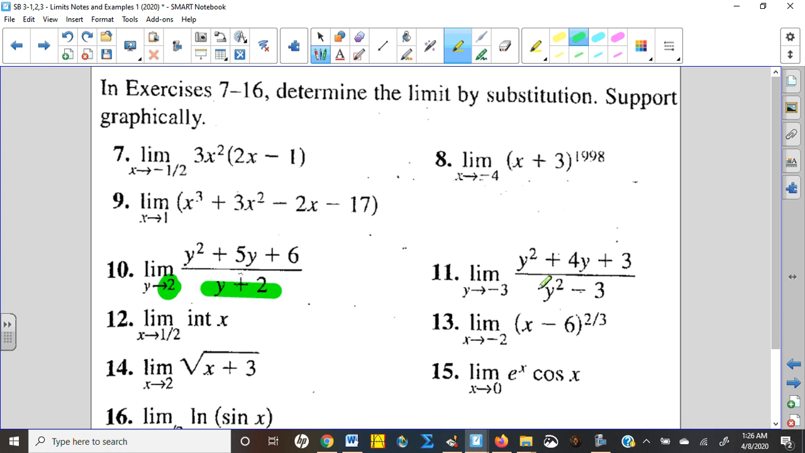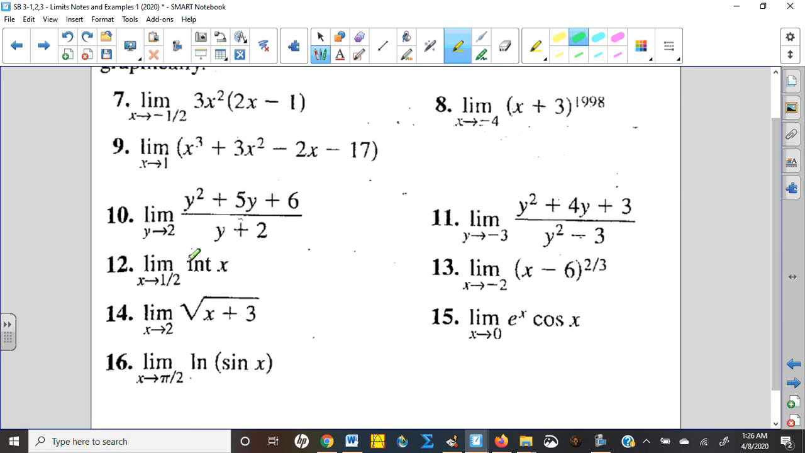-3 squared is 9. 9 minus 3 is 6. See, I'm not getting zeros in the denominator, which means the rational functions are fine. Remember, the domain of a rational function is everywhere except x values that cause zeros in the denominator. Not an issue. Now this one makes me a little bit concerned because the greatest integer function jumps, right?